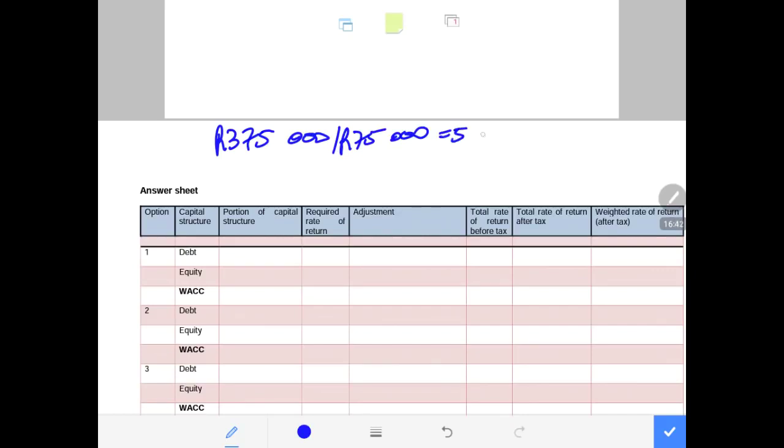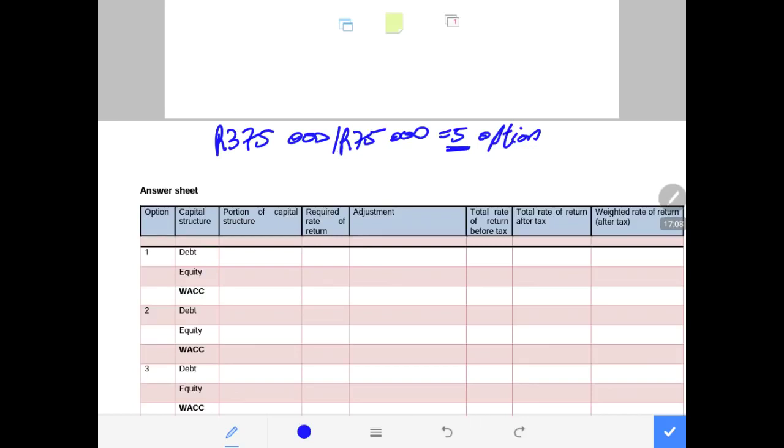And we said there are 5 options, or 5 multiples, of taking this 75,000 rands from the 375,000 rands. So there are 5 multiples of 75,000 rands in 375,000 rands. Meaning out of these 5, we need to start with the debt and equity for all of them.